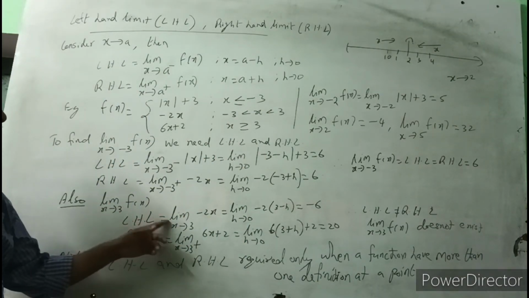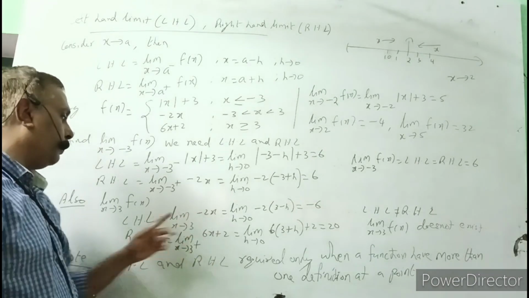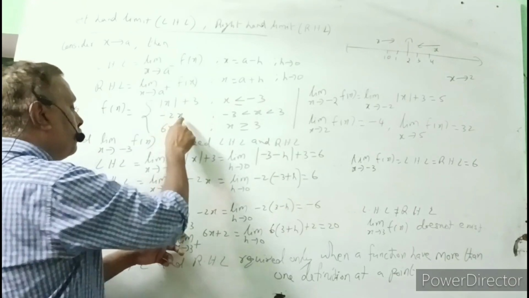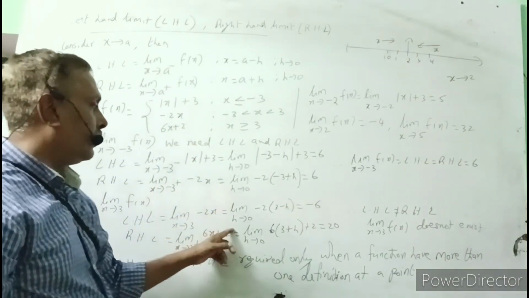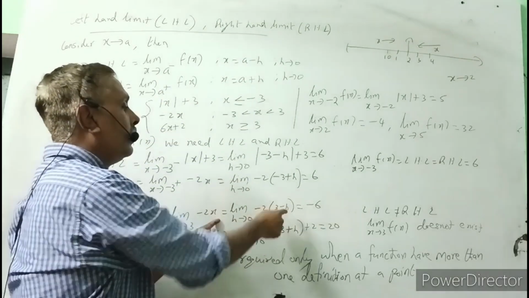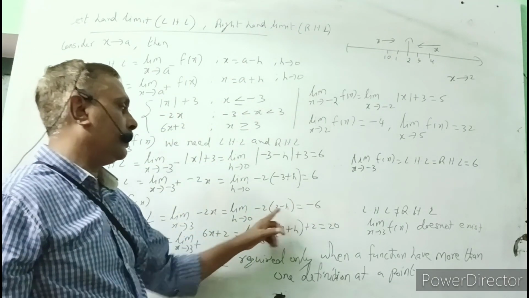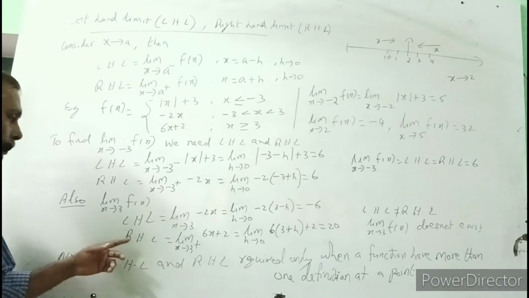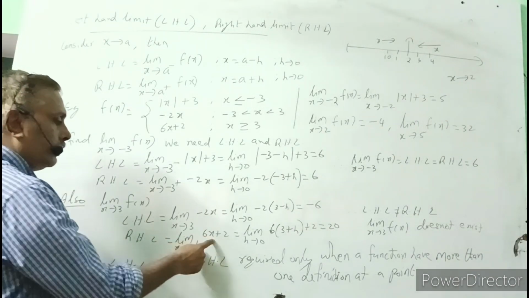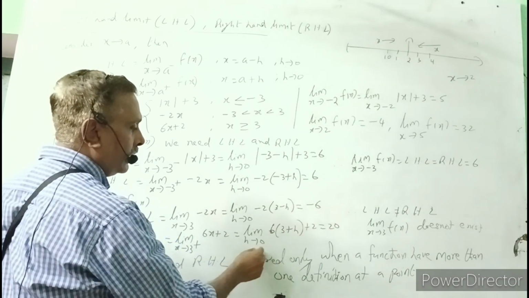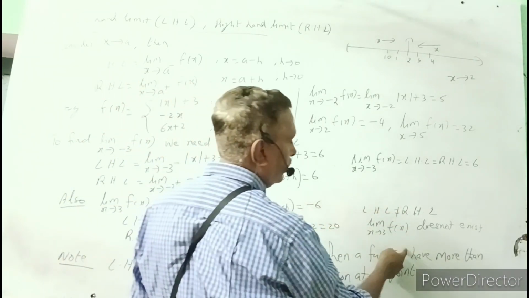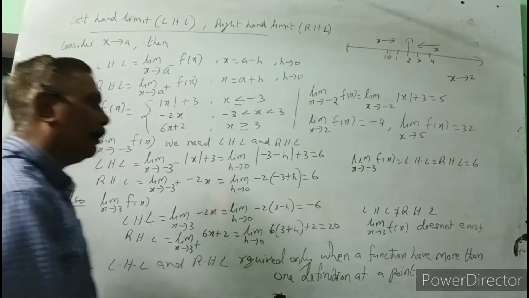Limit x tends to 3. LHL I started: limit x tends to 3 minus of 2x, because left side of 3 is minus 2x. I converted it to 3 minus h, because a minus h is equal to 3. Simplifying, put h is 0, you will get minus 6. Similarly, RHL equal to limit x tends to 3 plus. So h I converted into 3 plus h, put h is equal to 0, 20. LHL and RHL are different, so we will say limit x tends to 3 does not exist.